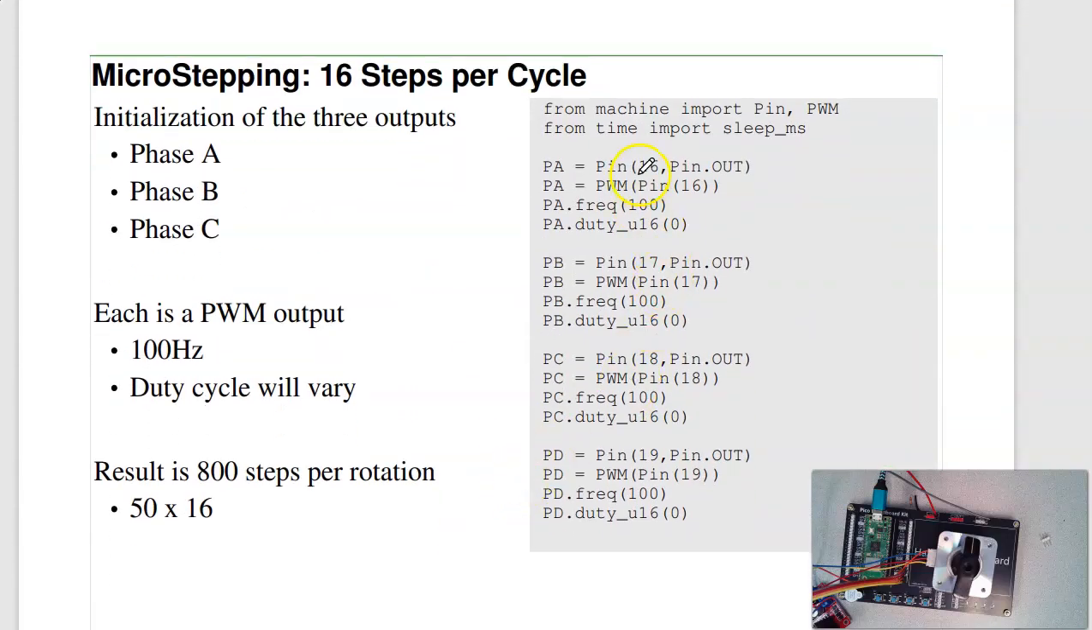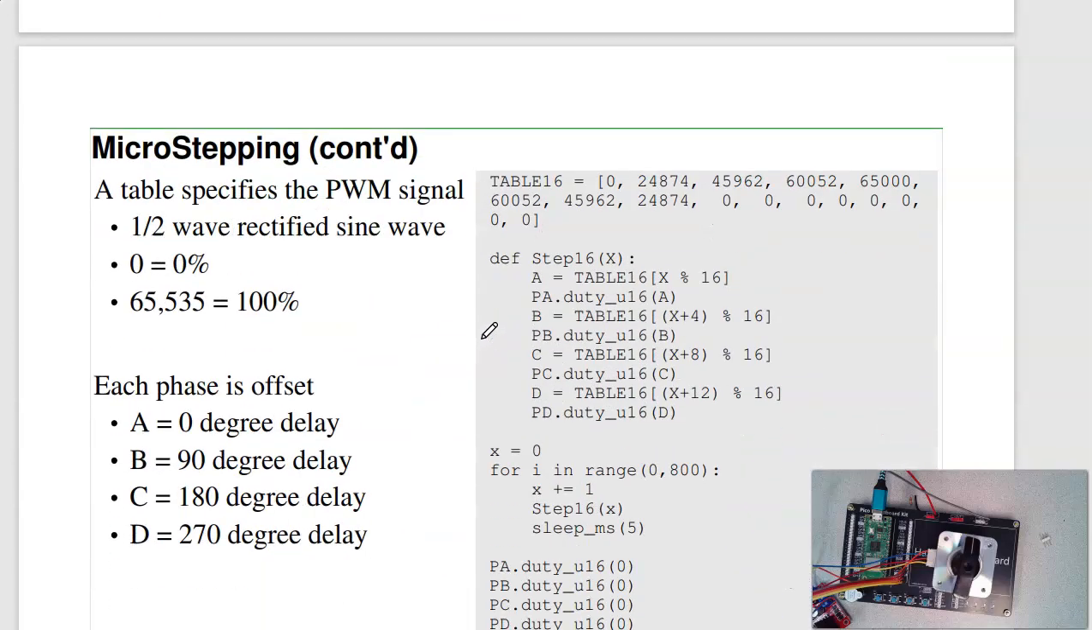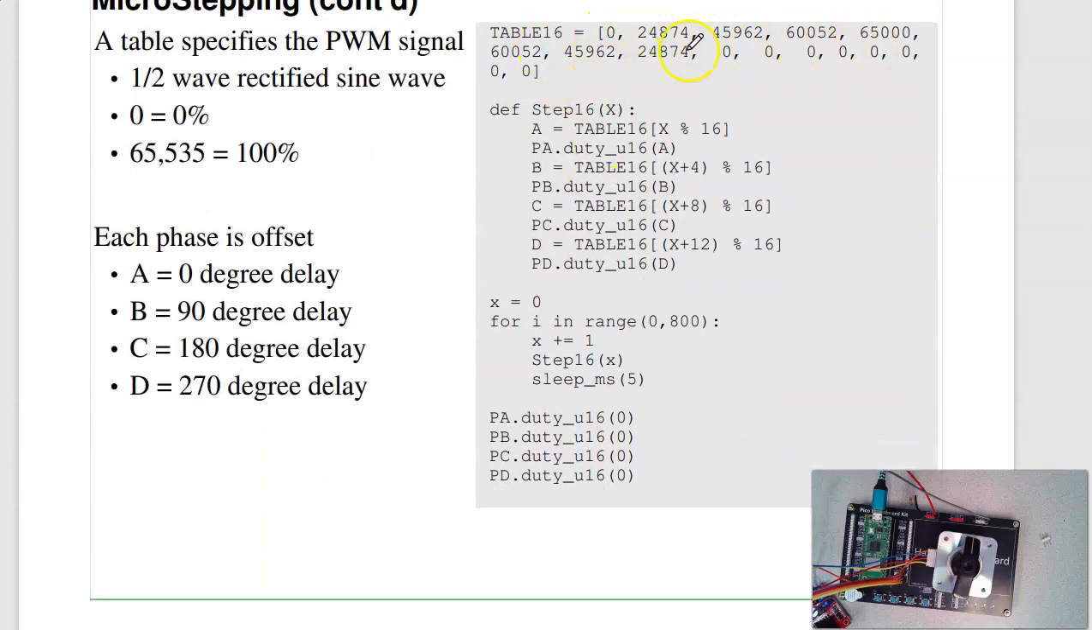So in terms of coding, I'll set up A, B, C, and D as being PWM signals. Pick your favorite frequency, like 100 Hertz. Then your duty cycle: 0 is off, 65,000 is 100%. I'll use a lookup table that will define where I am on the different steps. So here's your sine wave. This is for A. Usually at negative half, I want to go from 0% to 100%. 100% is 65,535.